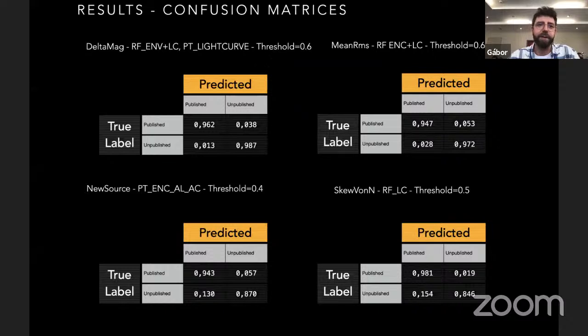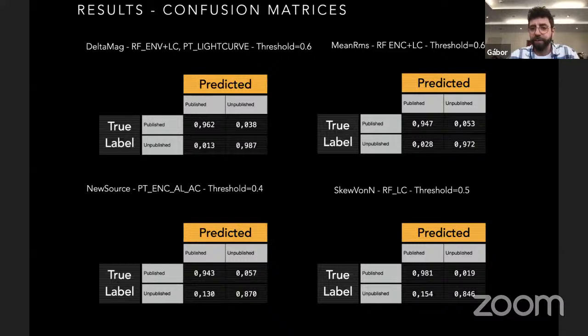But for example, for the delta mark kind of alerts, we combine the environmental plus light curve random forest classification with the image-based classification, and we set a threshold of 0.6. So sources are published if the average probability of the alert is above 0.6. It means that for the published alerts, we have a 96% accuracy. For the unpublished, it is 98.7. For the mean RMS, you can see it's 94.7 for the published and 97.2 for the unpublished. For new sources, 94.3 and 87.